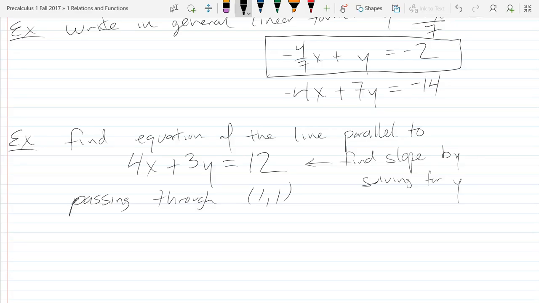And unfortunately, we're out of time, I think. Yeah, so we've got to go. But we'll pick up here on Monday.